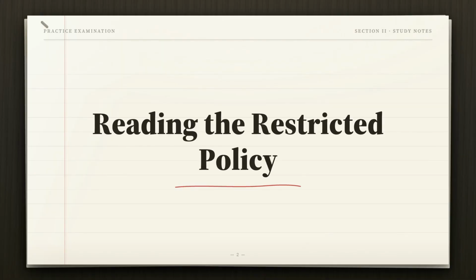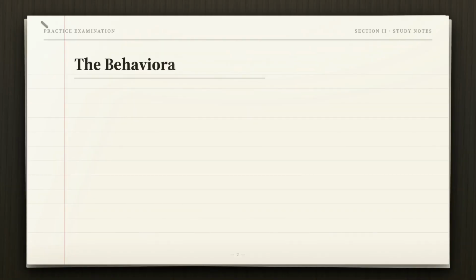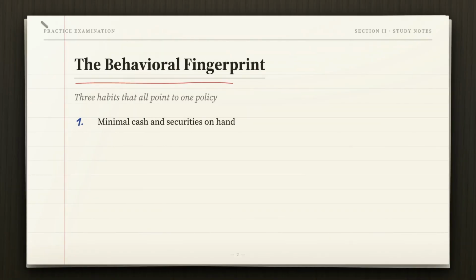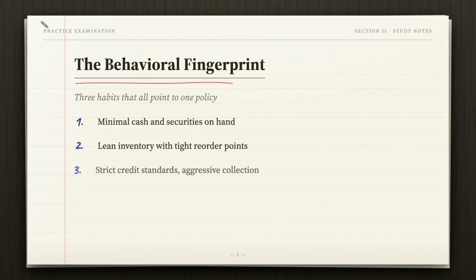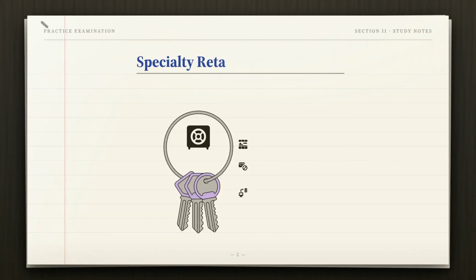A company almost never announces that it runs a restricted current asset investment policy. Instead, it shows you through its behavior, and your job is to recognize the pattern and name the policy yourself. Minimal cash and securities means little idle liquidity. Tight inventory with quick reorder points means goods are never stockpiled. Strict credit standards and hard collection keep receivables small and fast turning. Every one of these behaviors traces back to the same choice. Hold as few current assets as possible relative to sales.